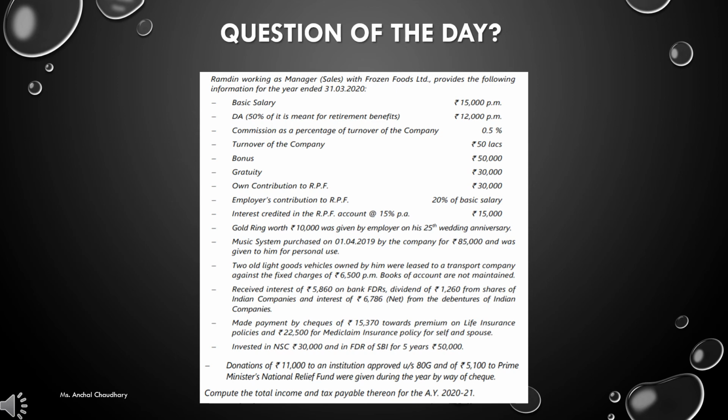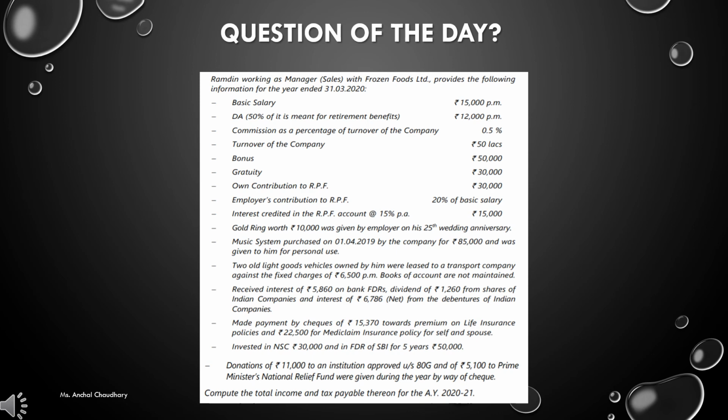Mr. Ramdeen, working as a manager sales with Frozen Foods Limited, provides the following information for the year ended 31st March 2020. Basic salary 15,000 per month. DA, 50% of it is meant for retirement benefits. Please consider each and every piece of information as important. That is 12,000 per month. Commission as a percentage of turnover of the company is 0.5%. Turnover of the company is 50 lakh.